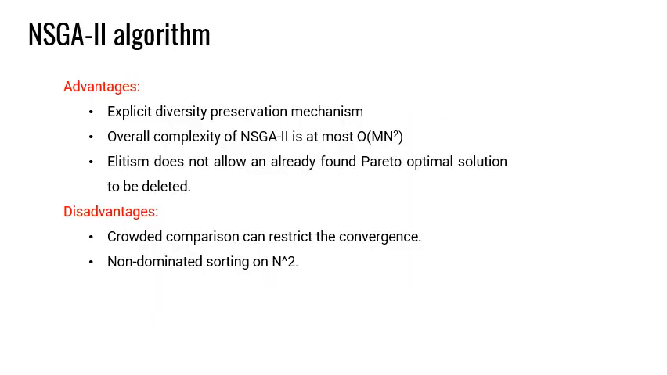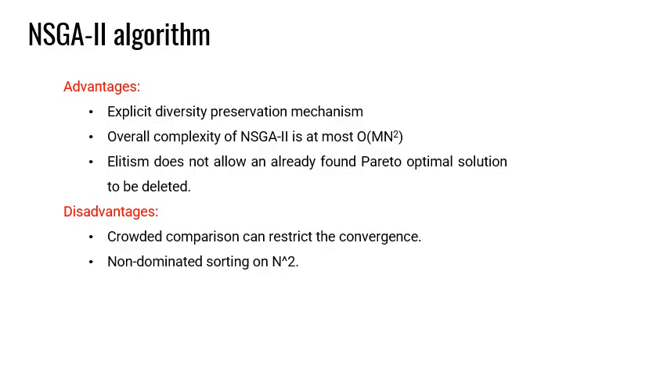So let's conclude our lecture for today. NSGA-II, the non-dominated sorting genetic algorithm II, boasts several advantages that contribute to its effectiveness in multi-objective optimization. One remarkable advantage is its explicit diversity preservation mechanism, which ensures that the algorithm maintains a diverse set of solutions across the Pareto front. This mechanism, facilitated by techniques like non-dominated sorting and crowding distance calculation, prevents premature convergence to suboptimal regions and promotes thorough exploration of the solution space.